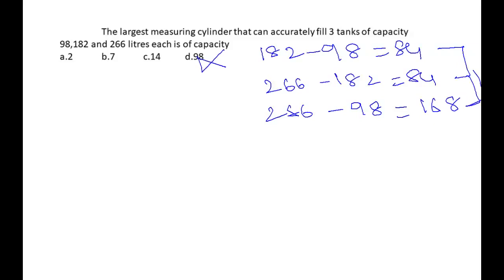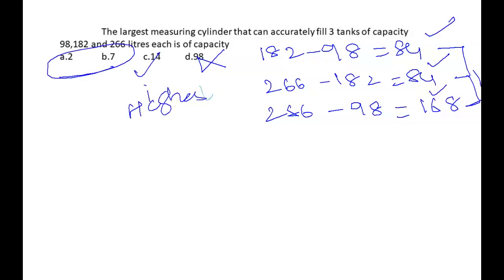Out of these, I take the options 14, 7, or 2. So 14 is a possibility because 84 and 168 are divisible by 14. 7 or 2 are possible too, but these two are smaller numbers. HCF is the highest common factor, so the highest value is very important. So the answer is 14. This is another method. Okay? Clear?